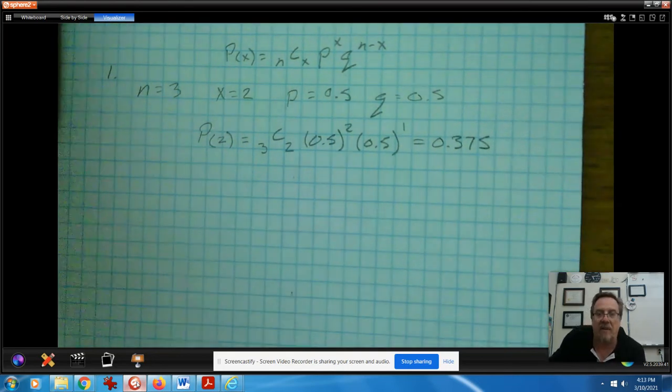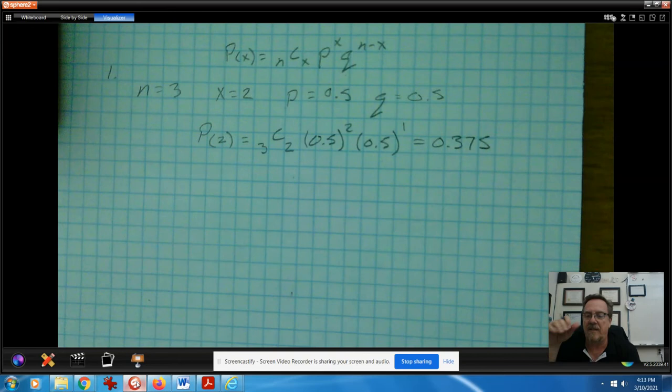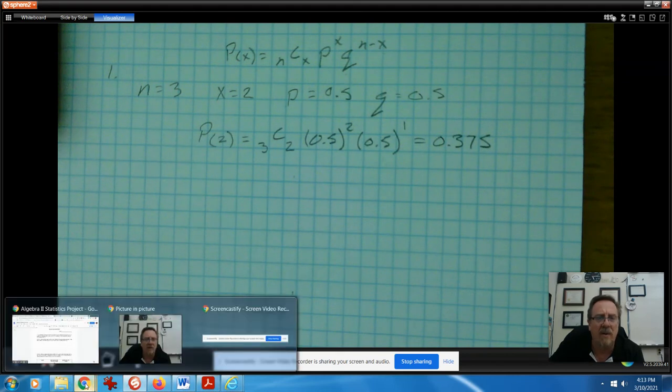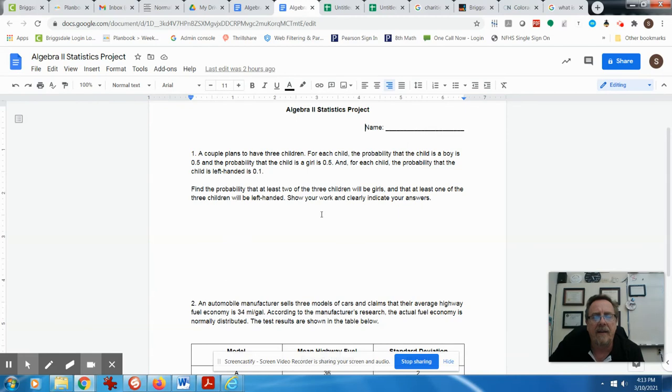Now, I want you to stop and think about this. That's strictly the probability that you had 2 girls, okay? But that's not what the question asked. So let's go back and reread the question for a second. My question was at least 2, right? It says find the probability that at least 2 of the 3 children. We just calculated the probability that 2 of the kids are going to be girls.